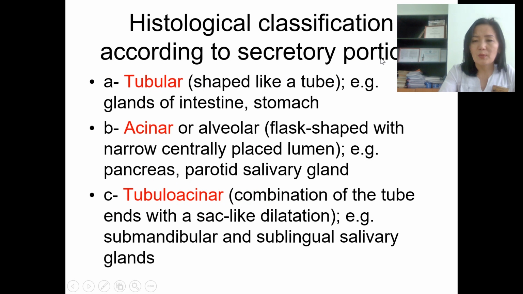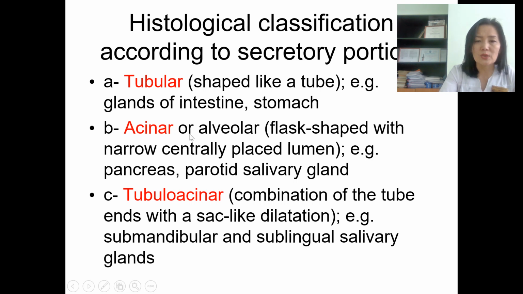According to the shape of the secretory portion, exocrine glands can be tubular, acinar, and a combination of the two, with cyclic dilatation, which is called tubular acinar glands. Tubular means what? The secretory portion of these glands is like a tube. For example, glands of the intestine and stomach are simple tubular glands.